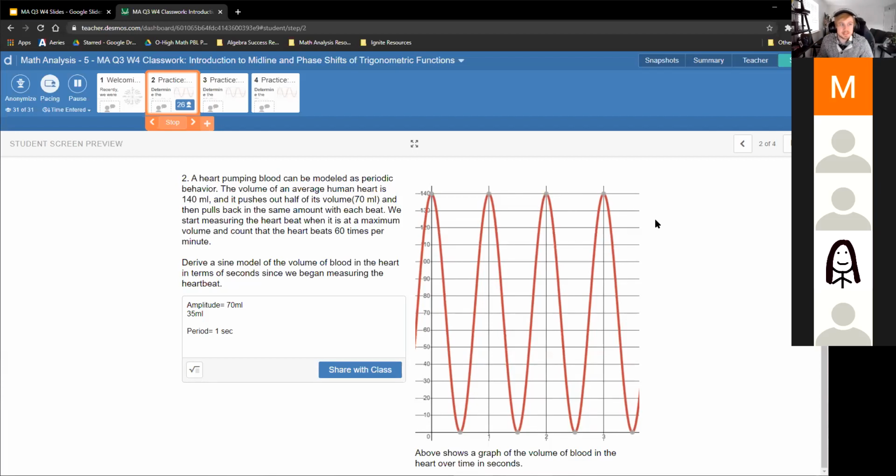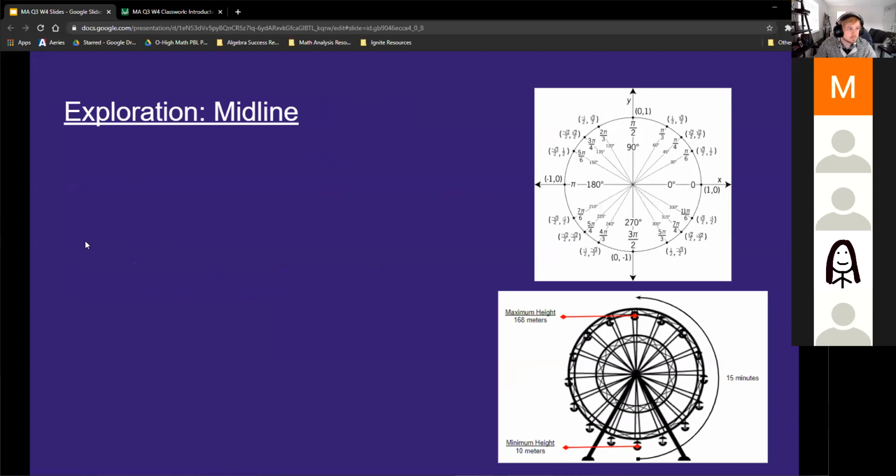Okay, guys. I think that we have enough time to talk about midline, but we will not reach phase shifts today. And that's fine. Phase shifts might be better for us to talk about on Friday anyways. So our focus for today is skipping phase shift, but still including midline. I think that's what our asynchronous assignment is going to be all about this week. We'll talk about amplitude, period, midline. So let's talk about midline.